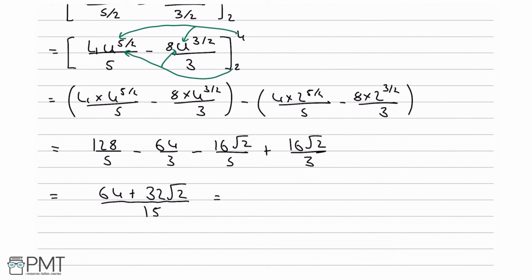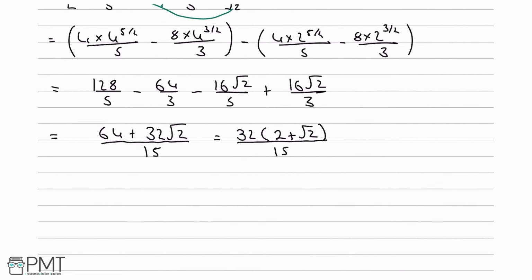And what we can do here is say this equals 32 times 2 plus root 2 over 15. Then using the rule that if you have a times b over c, this equals a over c times b, we can say this in turn equals 32 over 15 times 2 plus root 2, and we can write it as required, like that.